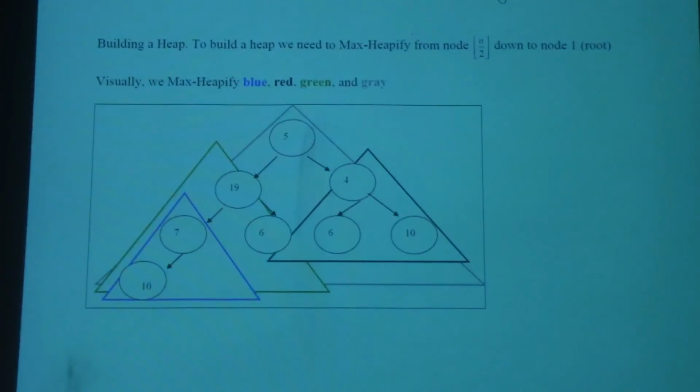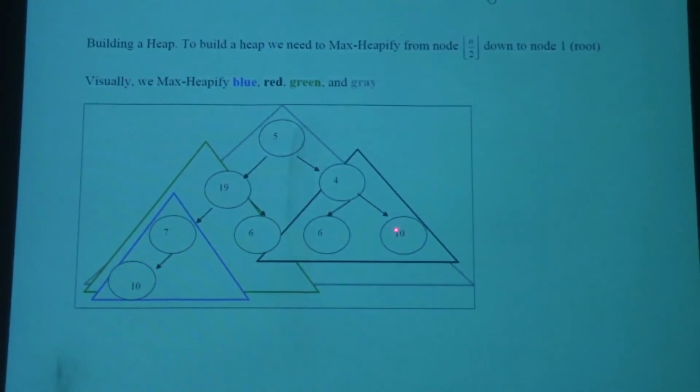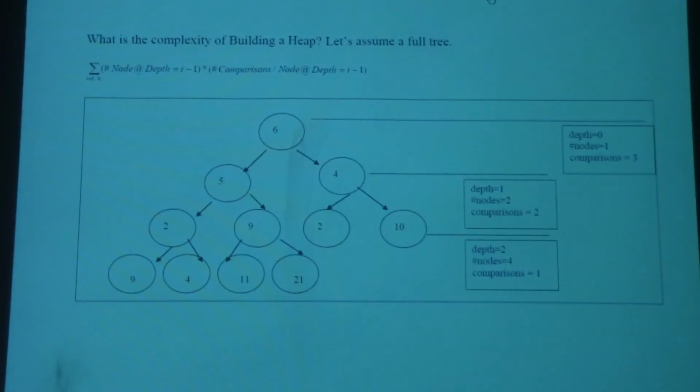We could have also done min heapify. If we did min heapify, then we leave this one alone, we leave this one alone, we got some work to do here. 6 comes up, 19, you get the idea. The complexity is going to be the same, right? Now, we're interested in building a heap. What is that?